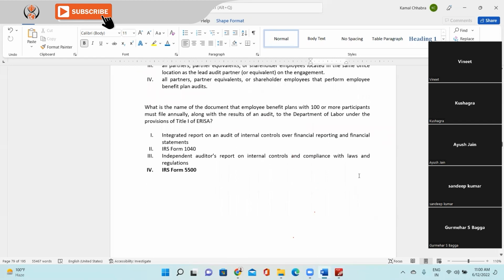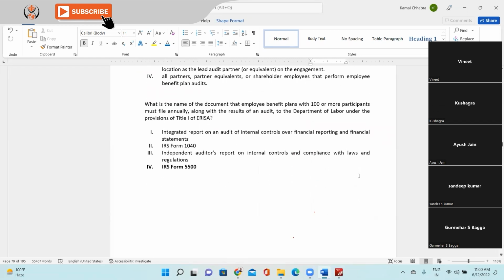Next question: what is the name of the document that an employee benefit plan with 100 or more participants must file along with the results of the audit to the Department of Labor under the provisions of Title 1 of ERISA? This we also covered: IRS Form 5500. Do you remember this question we did on software? Yes, sir. 1040 is for income tax returns.